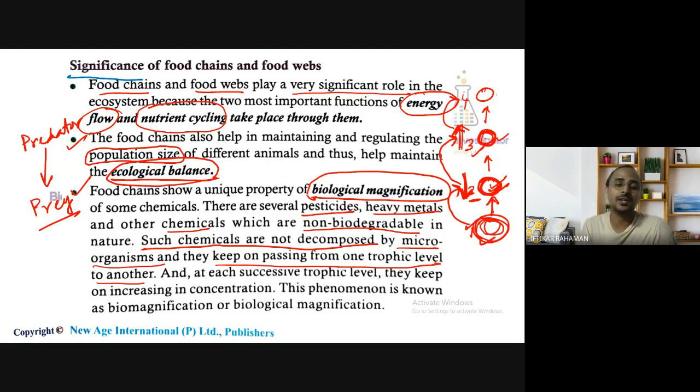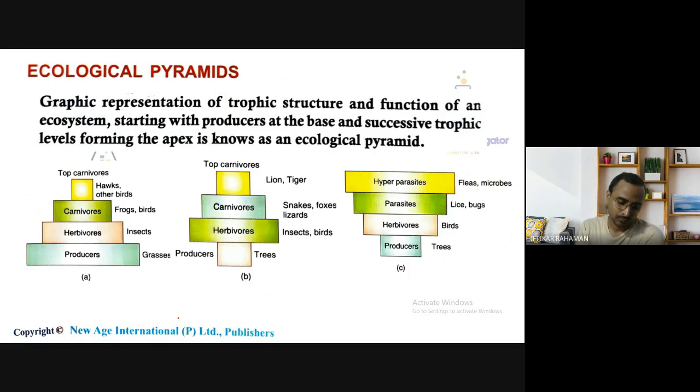কখনোই পরিবেশ থেকে চলে যায় না। This cannot be degraded from the environment. This can persist in the environment. Cannot be degraded. So these are magnified. Okay, এটা অনেক ক্ষতি করে। So this phenomenon is known as biomagnification or biological magnification. Now move on to the next part, that is ecological pyramid. And this can be asked in the examination: what is an ecological pyramid, what are ecological pyramids.